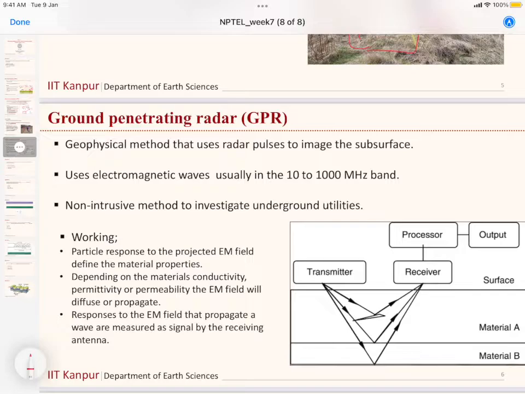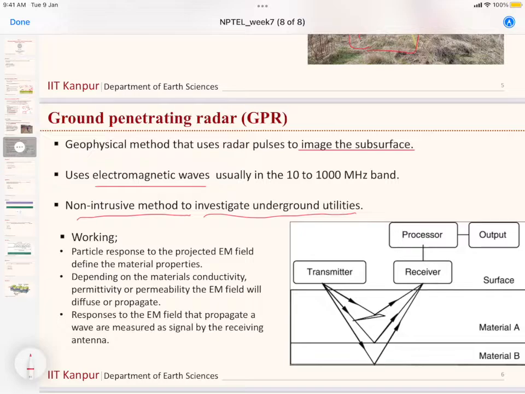Since it is a geophysical method, it is utilized to image the subsurface. To map the subsurface, it uses electromagnetic waves with a frequency band of 10 to 1000 megahertz. And also, since it is a geophysical method, it is a non-intrusive method which we majorly use to investigate underground utilities.